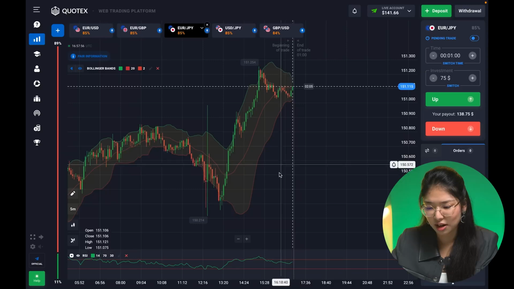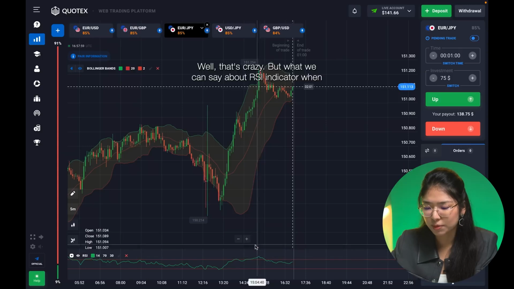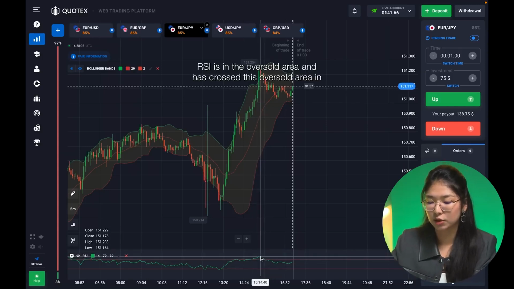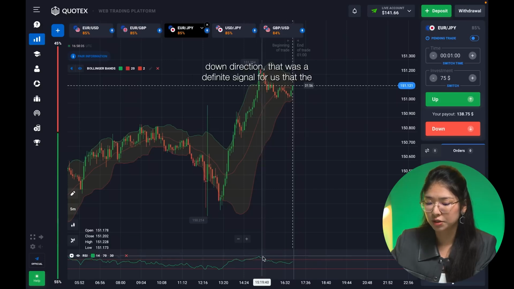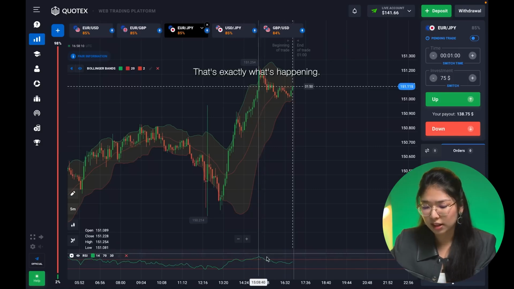The price was moving up to this level, from this level just in 1 minute, and that's incredible, just in 5 minutes. So well, but what we can say about RSI indicator when RSI is in the oversold area and has crossed the oversold area in that direction, it was a definite signal for us that the price would go lower. That's exactly what's happening.